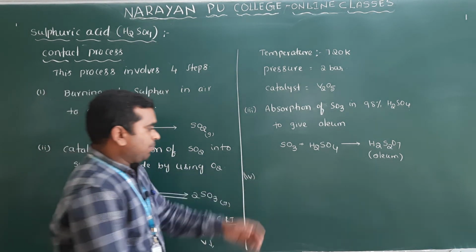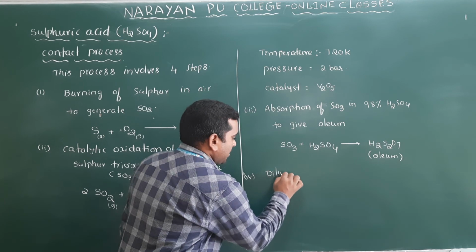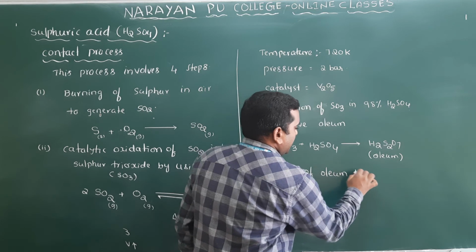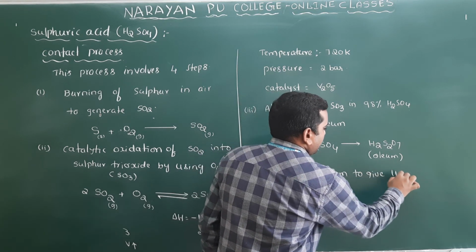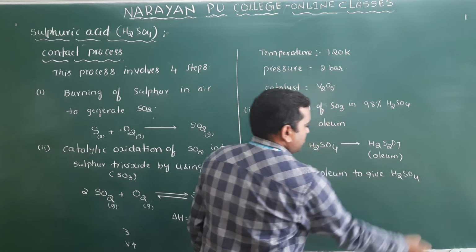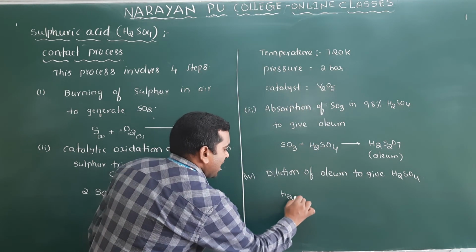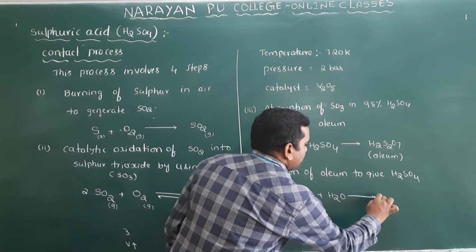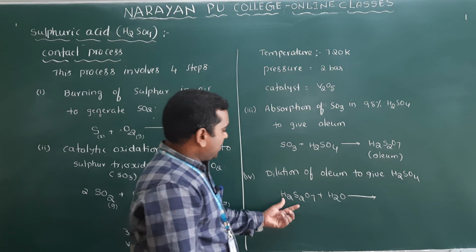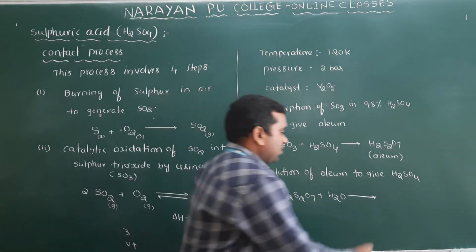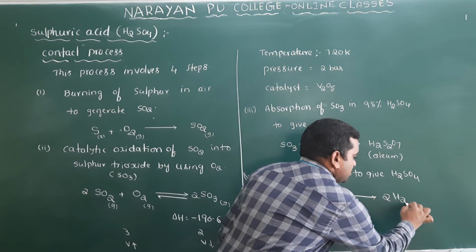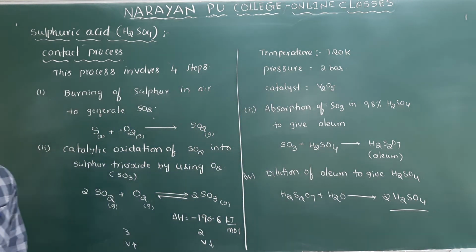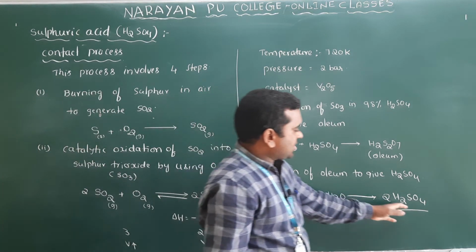Dilution of oleum. Dilution of oleum to give sulfuric acid, H2SO4. Clear ma? So now for dilution, add water to this oleum, then what will you get? If you add water to H2S2O7, we can simply write 2 moles of H2SO4. This is finally what we are getting, concentrated sulfuric acid.